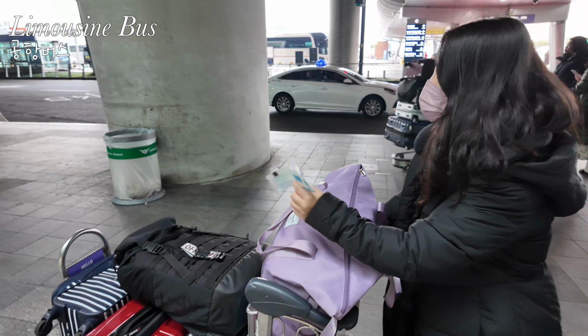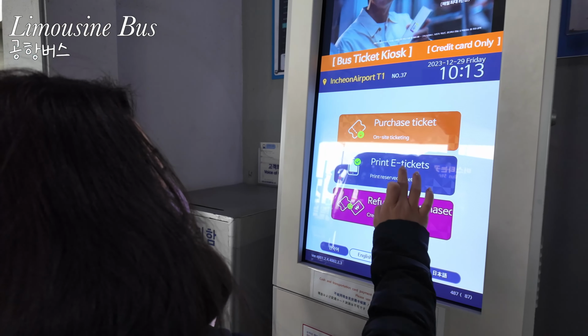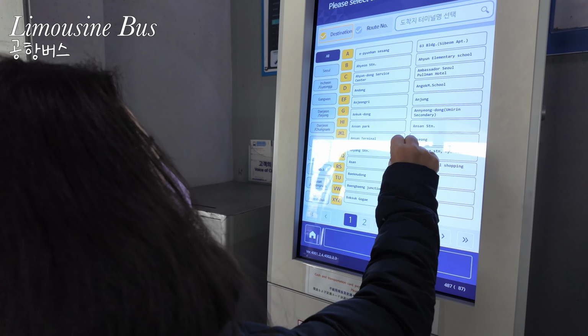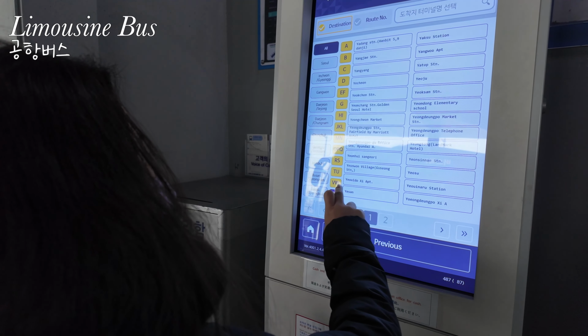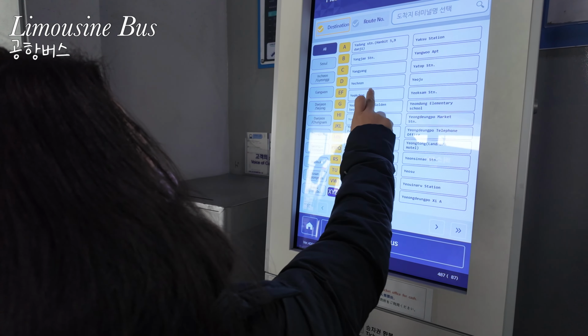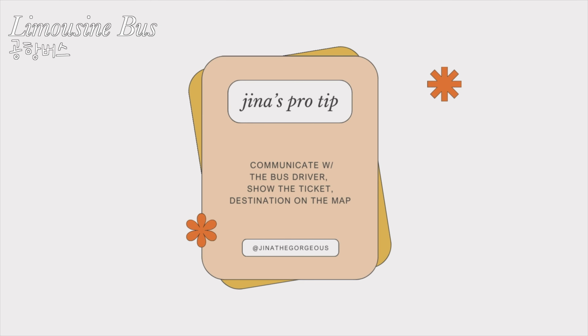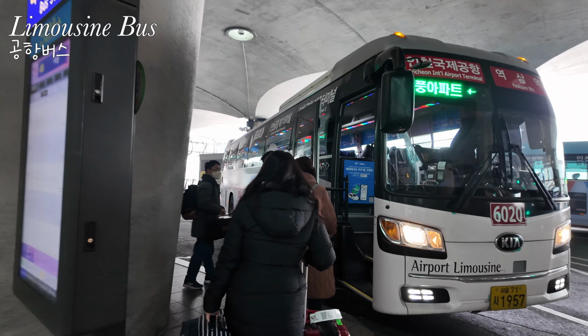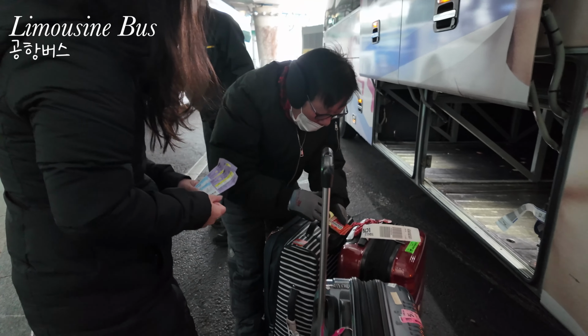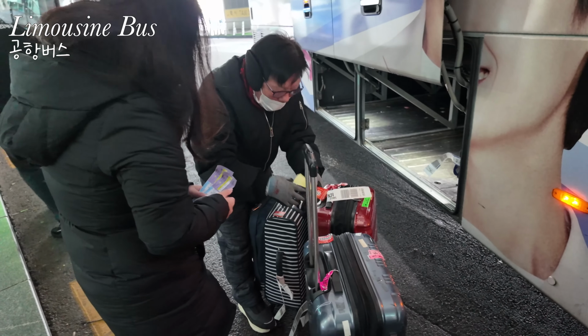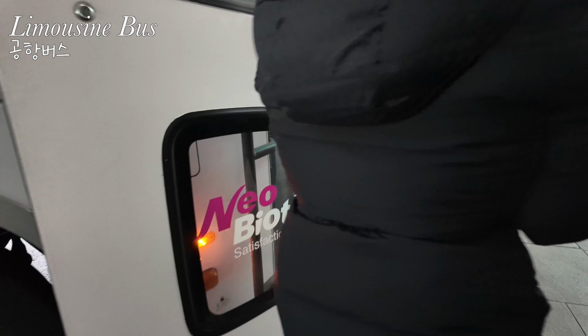Also, if you do not want to talk to a real person, you can try to use a machine. But I highly recommend talking to the person at the counter. They're there to help. So beforehand, I highly recommend talking to the driver and letting them know which stop you're getting off at so they can help you. The driver will come by, take your luggage, put it in the trunk, and then you enjoy the ride, which is going to be about an hour to an hour and a half, depending on traffic, from Incheon to Seoul.